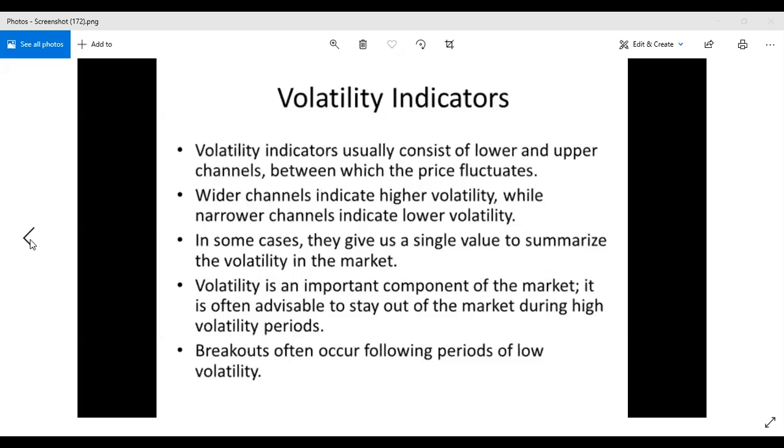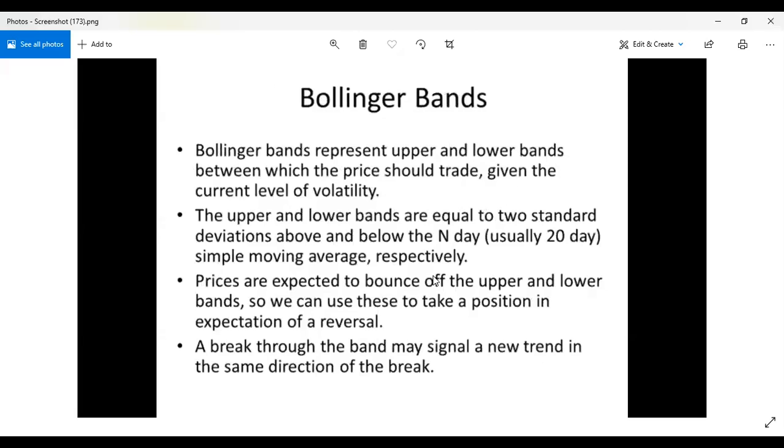This has two channels, that is upper channel and lower channel. Now the volatility indicator that is mainly used is Bollinger Bands. Bollinger Bands have two bands, an upper band and a lower band, to know whether the price should trade within this range or give a range breakout.